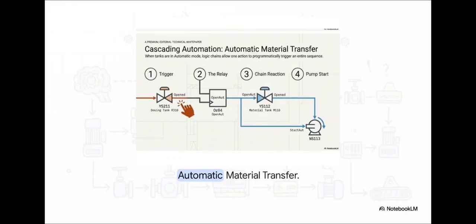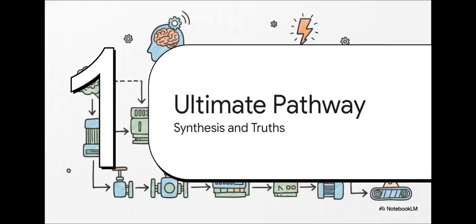Just follow that blue line of programmatic logic. Because we properly configured the master gatekeeper and the translator parameters across the whole plant, a single human action on the far left, just opening one dosing valve, creates a signal that flows uninterrupted through the relay, automatically opening the material tank valve and subsequently spinning up the pump. Guys, this is exactly how one human click safely automates an entire facility. Which brings us to Section 5, the ultimate command pathway, synthesis and truths.